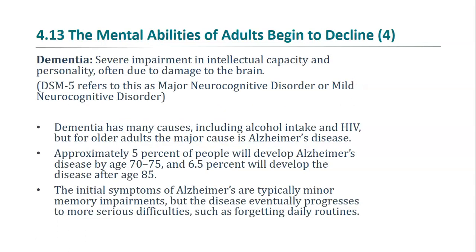One of the concerns with an aging population is the development of cognitive disorders such as dementia. The most common cause of dementias in the elderly is Alzheimer's disease. But notice that the great majority of people do not develop this disease.